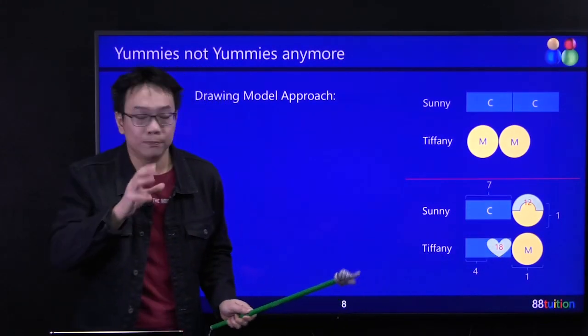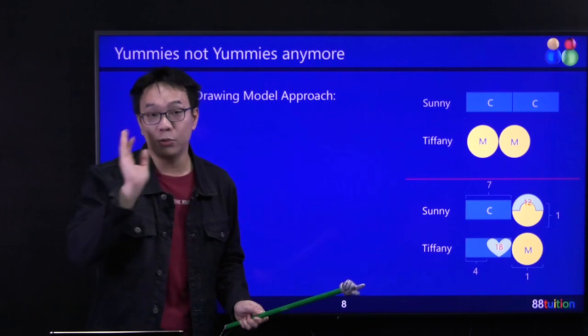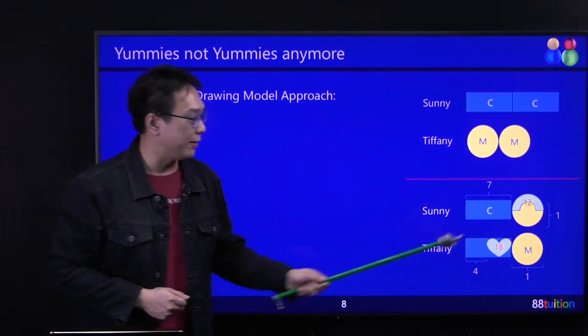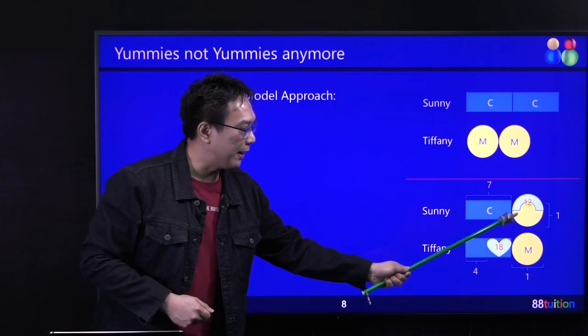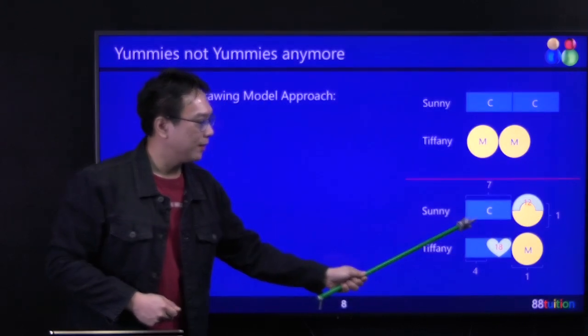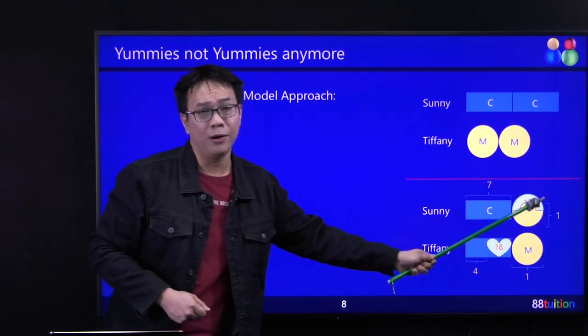Sunny ate 12 of the muffins, and the ratio of muffins to candies is 1:7. This 1 represents this yellow portion, and this 7 is down here. Can we call this a Pokeball? Looks like a Pokeball, right? You know it's a Pokeball? I think so.